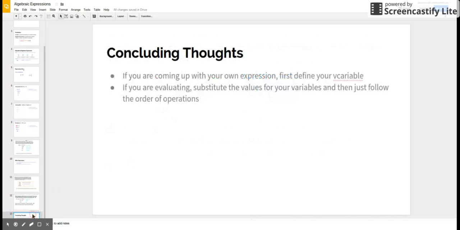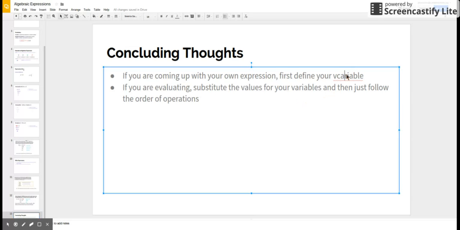Boo. Alright, so some concluding thoughts. If you are coming up with your own expression, first you need to define your variable. If you are evaluating, substitute the values for your variables and then just follow the order of operations.